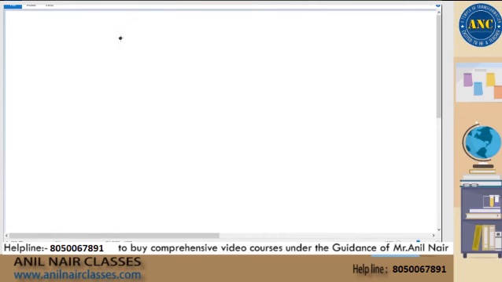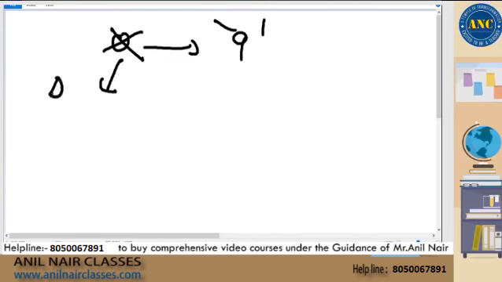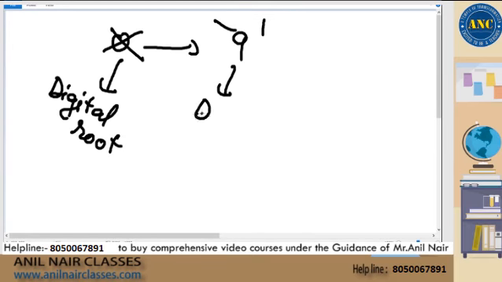Raju, if you get 0, it is nothing but 9. Digital sum cannot be 0, beta. 0 is called digital root, which I explained a few days before. It is in digital root; 9 is in digital sum.